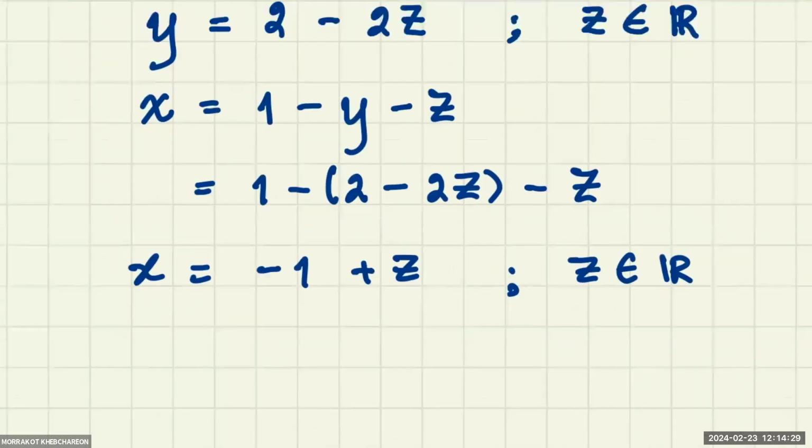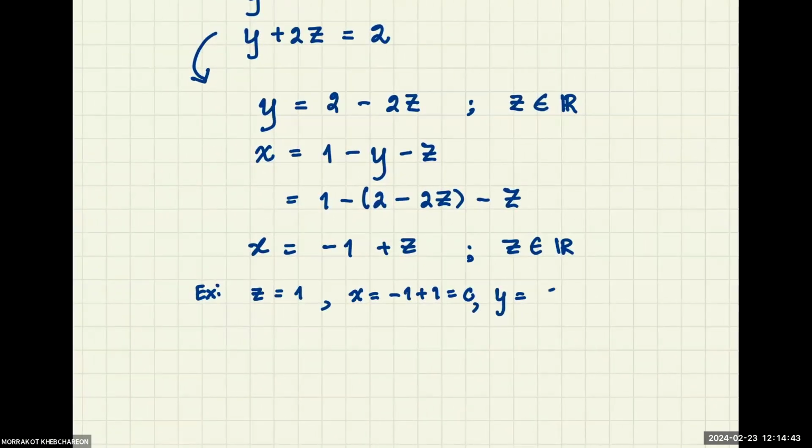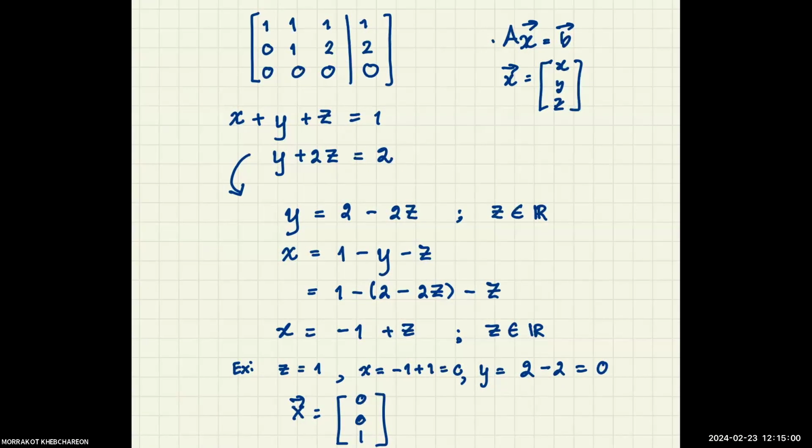So I will give an example. If I choose z equal to 1, x is going to be what? Minus 1 plus 1 equals 0. And y has to be 2 minus 2, which is 0. So one of the solutions is the vector x equals 0, 0, 1. You can check: if I plug in x is 0, y is 0, z is 1.